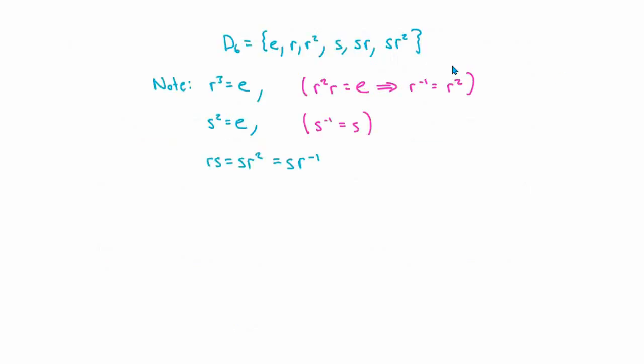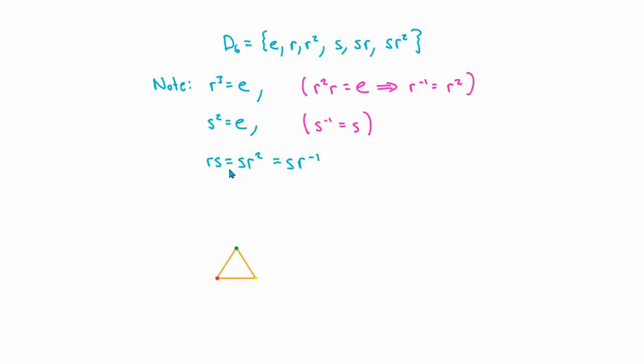Now I'd like to take a closer look at this and mention a few facts about the dihedral group. First of all, it's pretty easy to see that R cubed is E, and that S squared is E. And another way to state those 2 facts is to say that R inverse is R squared, and S inverse is S. Another important relation between R and S is that RS is SR squared, and since R squared is R inverse, that's the same as SR inverse.